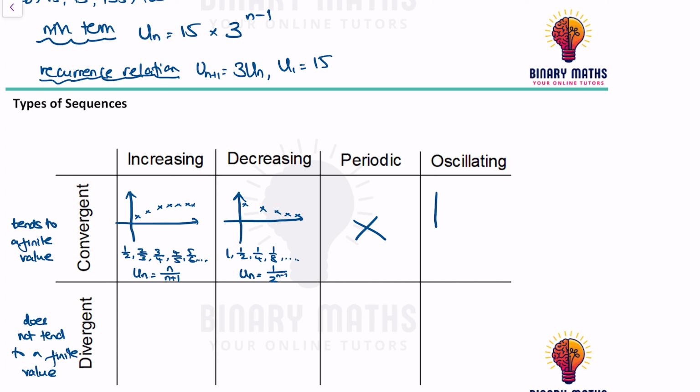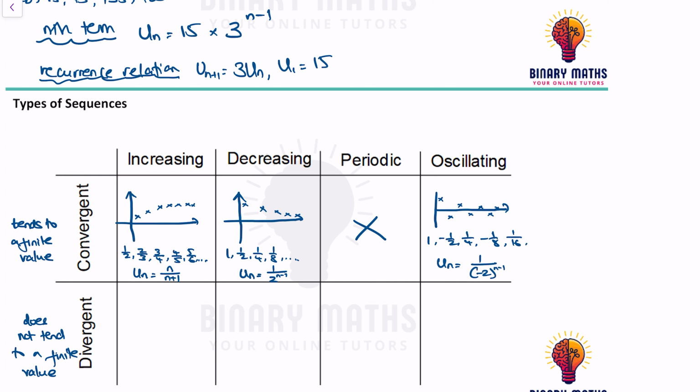Okay, oscillating. Okay, an oscillating one, as long as the numbers are changing and it's tending towards a certain limit, it can be an oscillating convergent sequence. So if we look at this one, 1, minus a half, a quarter, minus 1/8, 1/16, you can see that this sequence is getting closer and closer to 0, but it's also oscillating. It's not increasing or decreasing, so it's oscillating. So the one example would be un is equal to 1/-2 to the power of n minus 1.